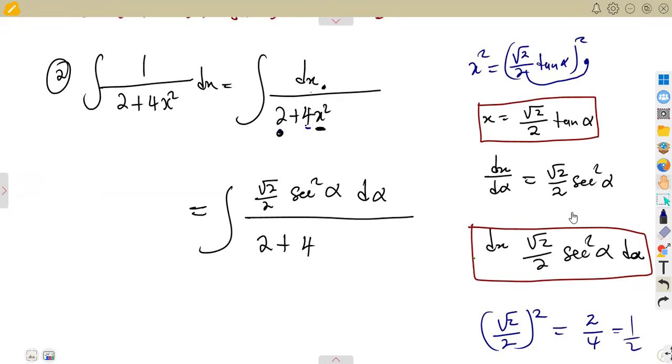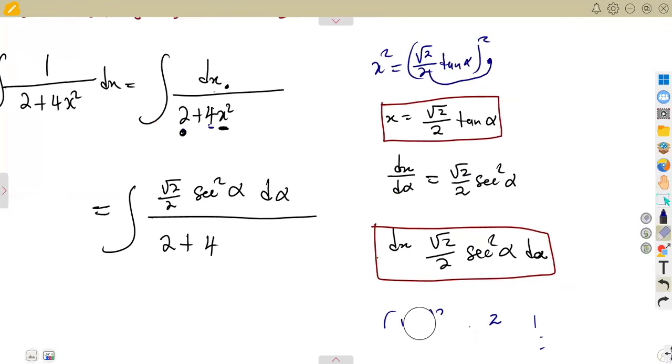So meaning to say this part, if we were to simplify this, it was going to give us a 1 over 2, square root of 2 over 2 squared. You put it in a bracket on your calculator, it was going to give you 1 over 2. Then the tan also squared. So it's tan squared alpha like this.